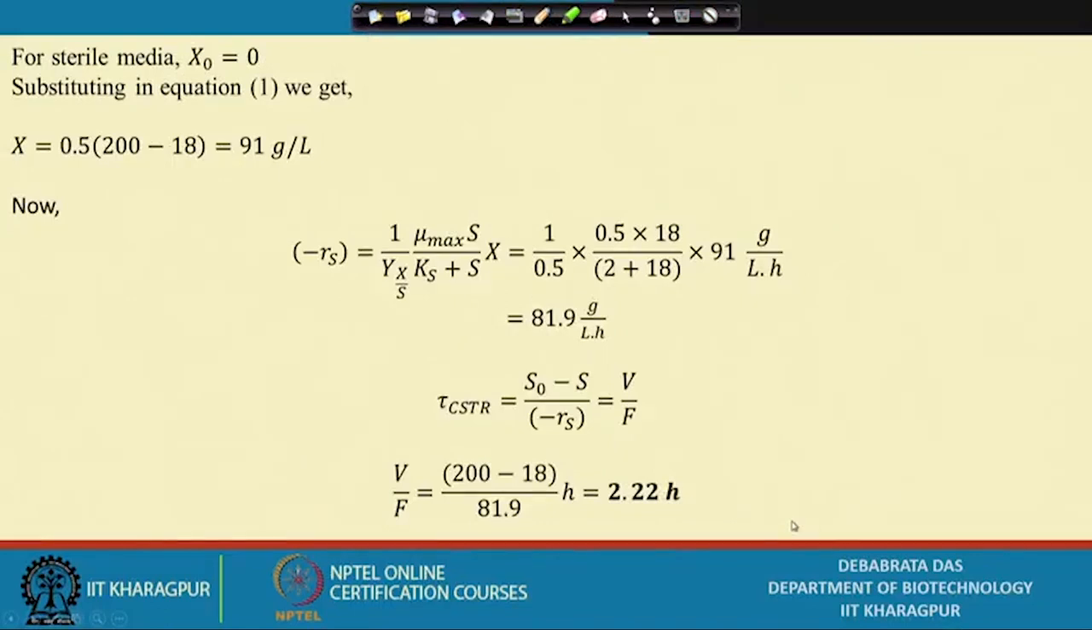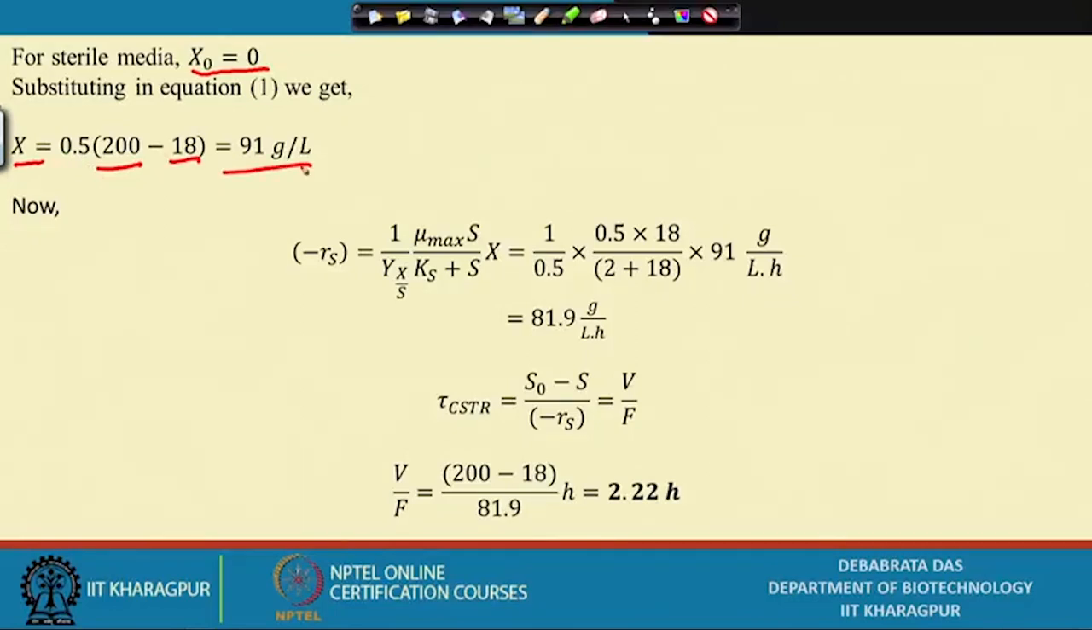Then if you come to this equation, we find that in the sterile feed, x0 is equal to 0. By substituting this, the initial substrate concentration was 200 grams per liter, and the final substrate concentration was the steady state substrate concentration, 18 grams per liter. So, the x value will be Y_X/S into (200 minus 18), which is 91 grams per liter.